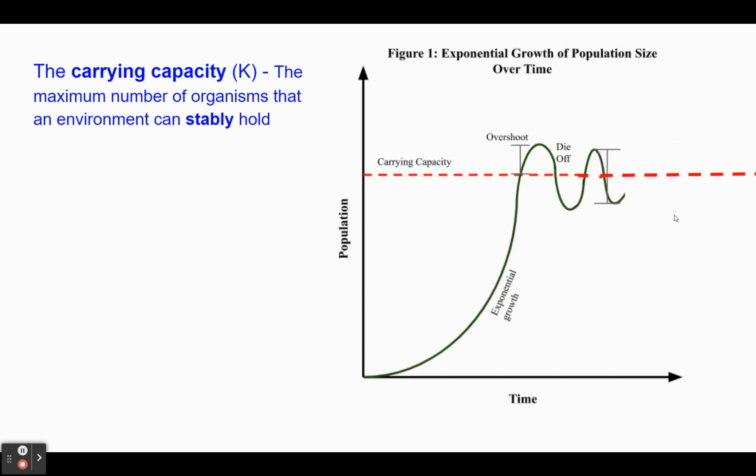Okay, so our graph, once it reaches the carrying capacity or approaches it, we're going to see fluctuations. The population size is going to start fluctuating around our carrying capacity.